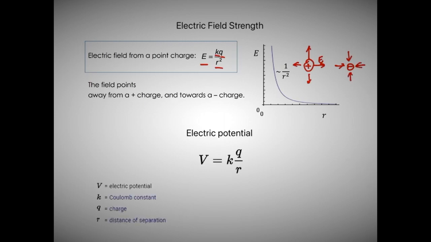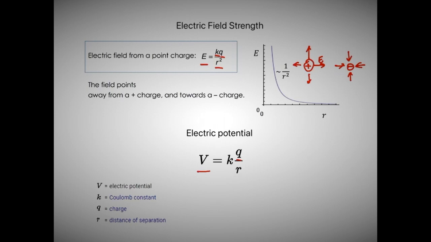The second concept is the electric potential. The electric potential V in volts at any point in space produced by a point charge Q is given by the expression below. It is the electric potential energy per unit charge.